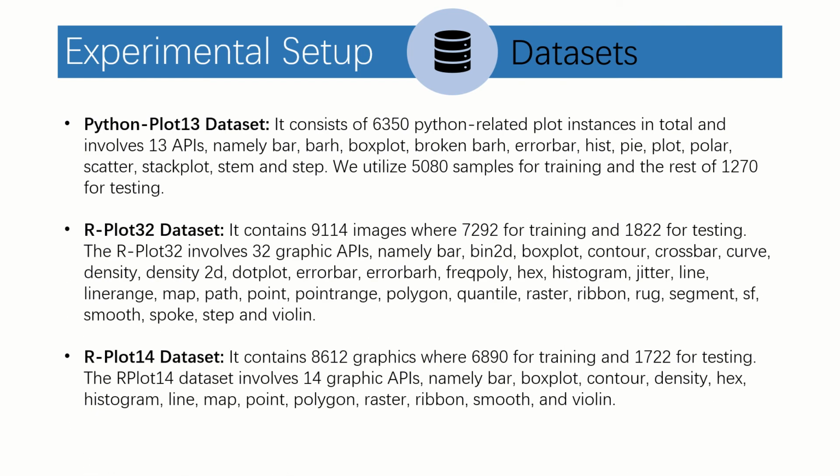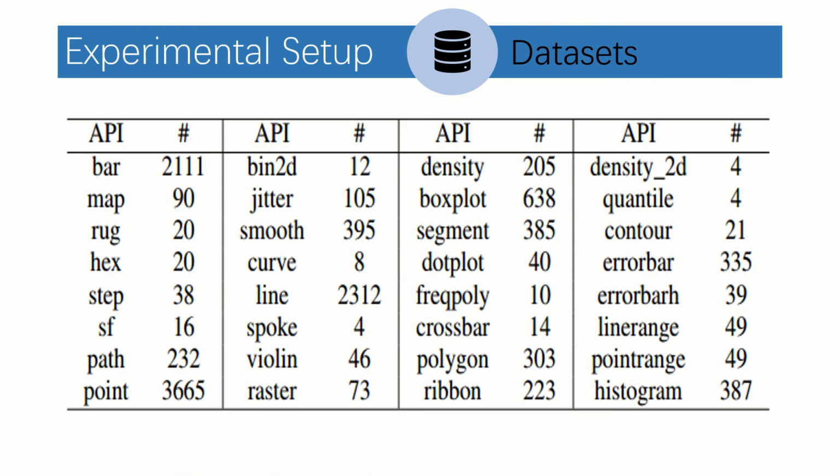We also propose a new R-based Plot2API dataset named rplot32 dataset. It contains 114 images and involves 32 graphic APIs. This is the data distribution of the rplot32 dataset. This dataset also suffers from the extreme imbalance of data. Moreover, it is larger and possesses more categories, which makes it more challenging than the Python Plot13 dataset.